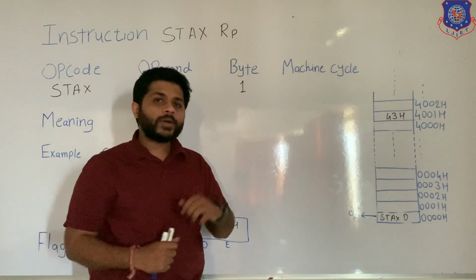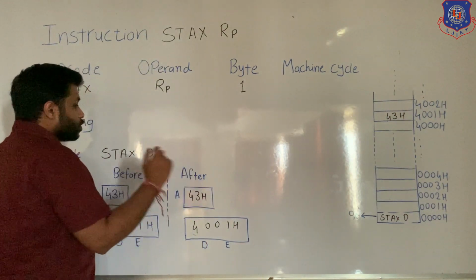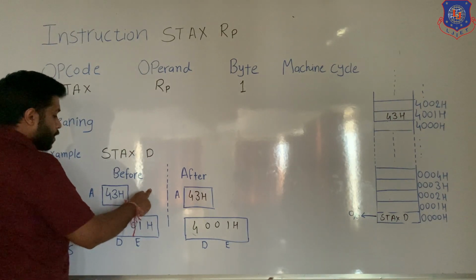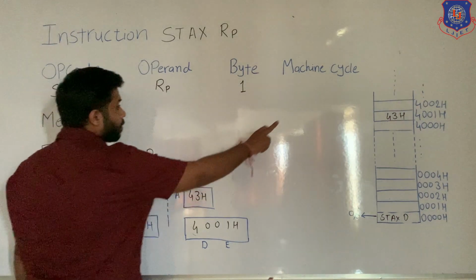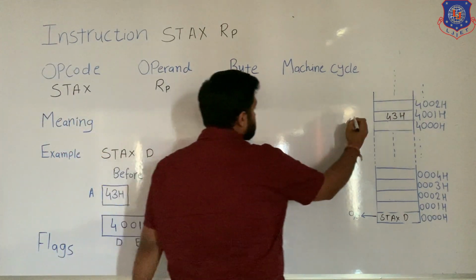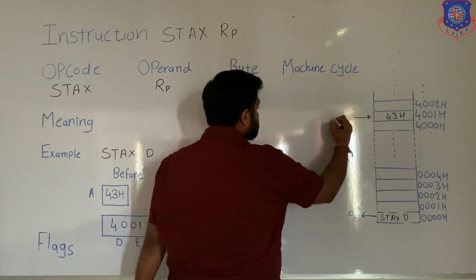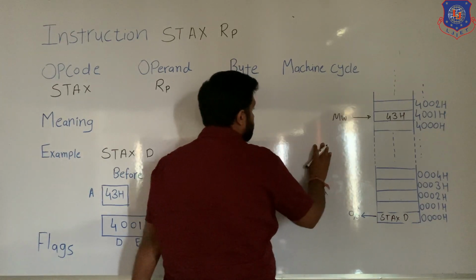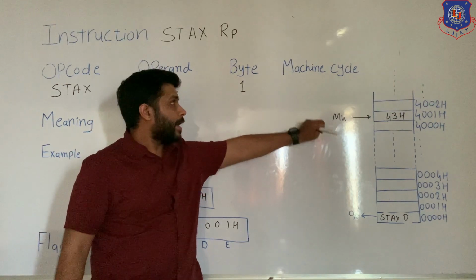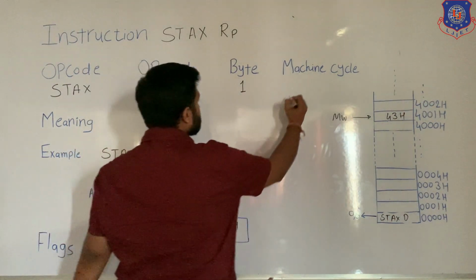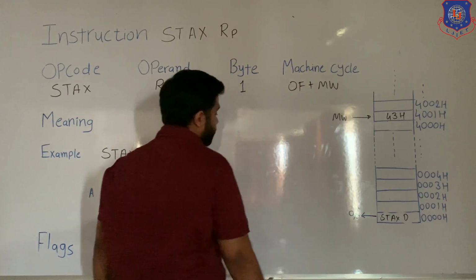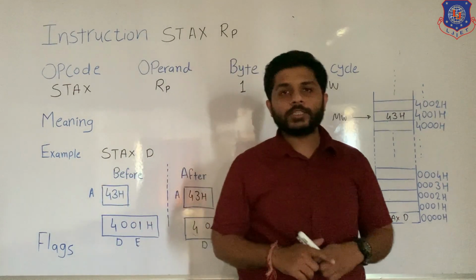While executing, what process is happening? While executing this instruction, the processor is transferring data from the accumulator to the memory location. It means one operation is being performed, which is memory write. So to write data, the processor has to perform the memory write machine cycle, and for this instruction, 2 machine cycles are needed, which are opcode fetch plus memory write. Okay, and this is it for this instruction.